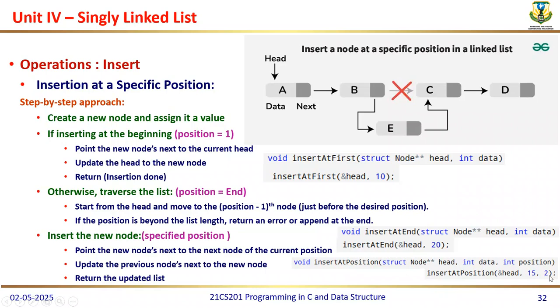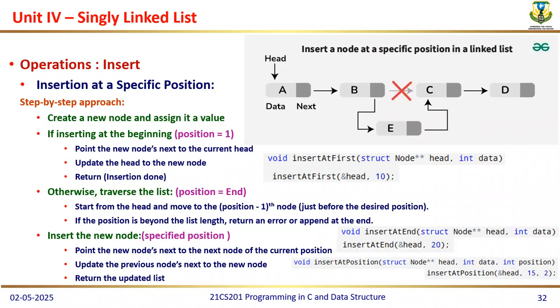As the position is 2, I am adding here in this position. This is the first position and this is the second position. This is the head and this is the tail. For example, if I am giving a 3 here, what will happen? After C, the new node will be added. Clear?